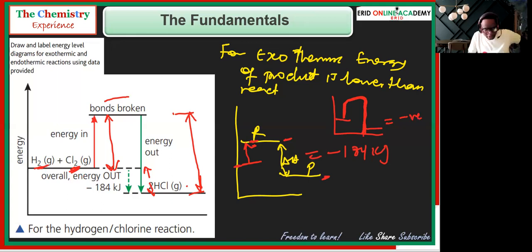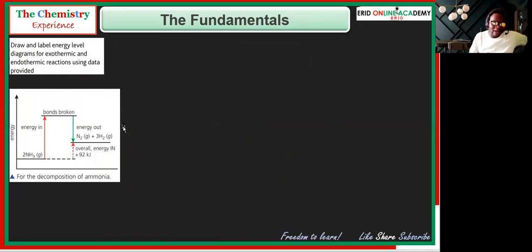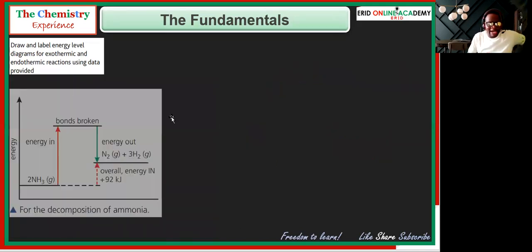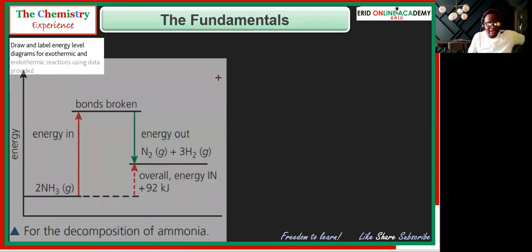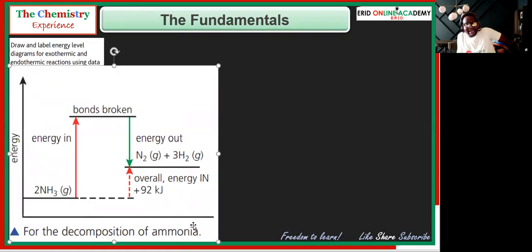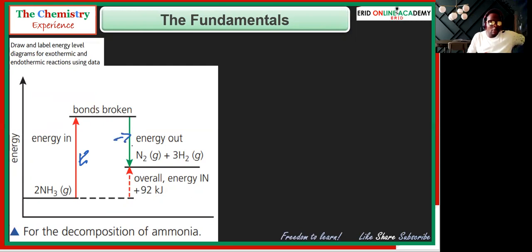If you look at another reaction like the other one you calculated, the breaking down of ammonia, we found out that it was plus 92 kilojoule. What that simply means is that the energy absorbed is far more than the energy released when the reaction is completed. So you would expect that the difference will be positive, which shows that this is an endothermic process. So it's very simple.